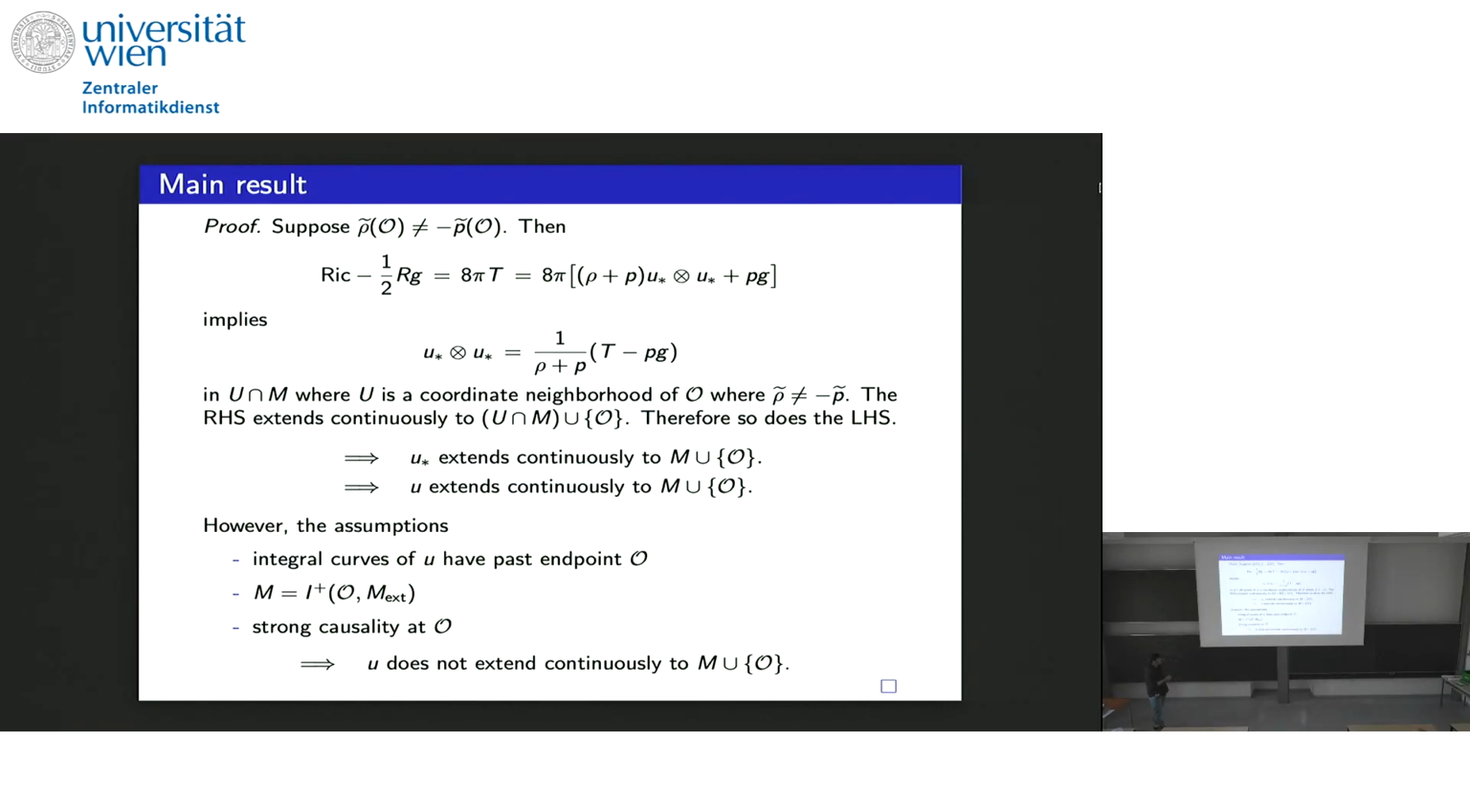So these assumptions, the integral curves of U have past endpoint O, M is the time-like future, and strong causality are going to imply that U does not extend continuously to the origin. And so this is a contradiction. Normally I would end the proof here, but because people here actually know causal theory, I can actually do the proof of the causal theory part, so I'm going to do it.